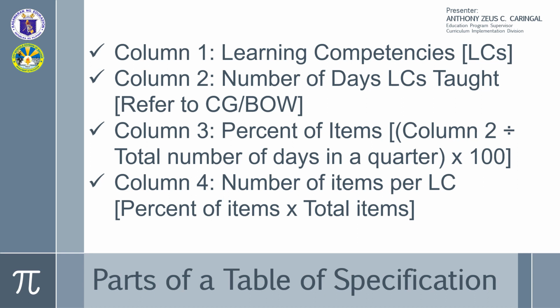And column four, number of items per learning competency. So this is percent of items times total items. For grade 5 and 6, we have 50 items. So you are going to multiply the percent of items that you got in column three by the total number of items, which is 50.